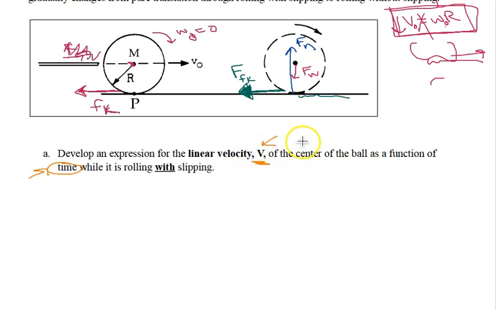All right, so function of time means I want v as a function of time. These forces are constant, and I gave you a v naught. So it's going to be v equals v naught plus at.